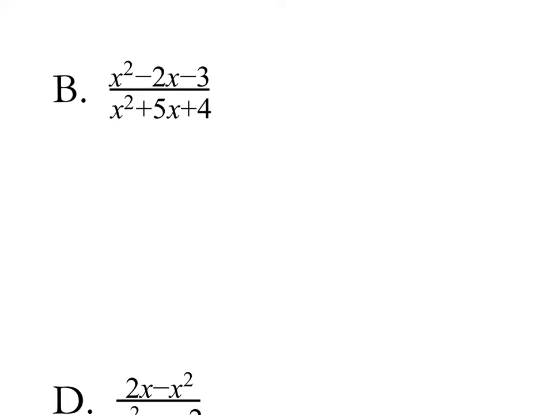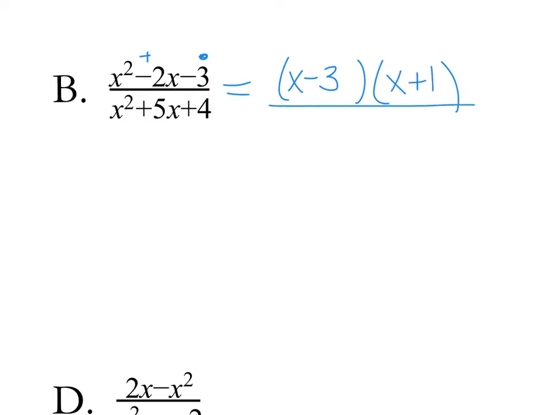Hopefully as you look at this problem, this looks a little bit familiar. I have a quadratic trinomial that I can factor. If I look at my numerator, I can factor this into 2 binomials. I can factor this by finding a pair of numbers that multiply to -3 and add to -2. In this case, that will be x minus 3 times x plus 1. We're going to do the same thing in our denominator, and we're looking for 2 numbers that multiply to 4 and add to 5. In this case, that will be x plus 4 times x plus 1.